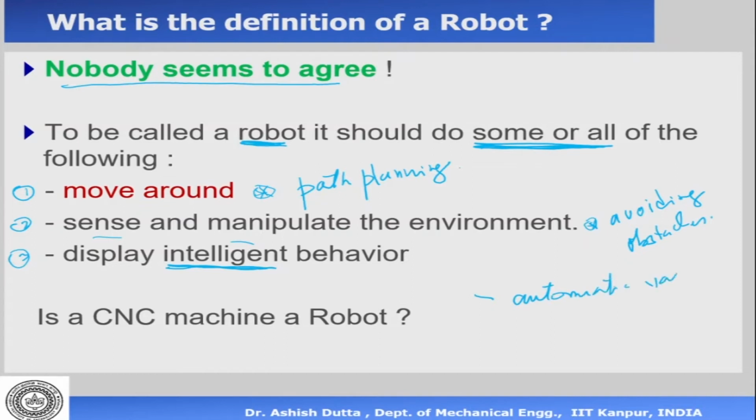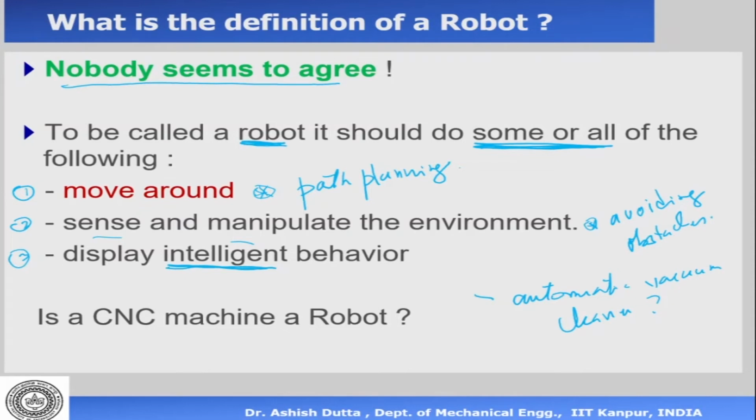So is an automatic vacuum cleaner a robot? Yes, it is a robot. Why? Because the automatic vacuum cleaner can clean and plan its path and do things by itself. There are vacuum cleaners which are automatic these days. They can function by themselves. Now, is an intelligent wheelchair a robot? Yes, it is, because it can find its path and go from one point to another without hitting obstacles. So in that sense, it's a robot. Unmanned aerial vehicle, yes, it moves around. It's a robot.